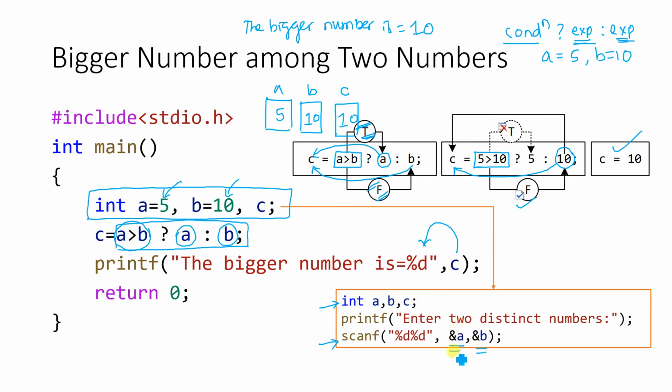So after we get the values in a and b, then the next line gets executed. Suppose this is line number 1, this is 2, this is 3, then this must be line 4. So the fourth line gets executed, and we will find out the bigger number among the two entered numbers. Then finally we will print the bigger number. So I think you understand the program.